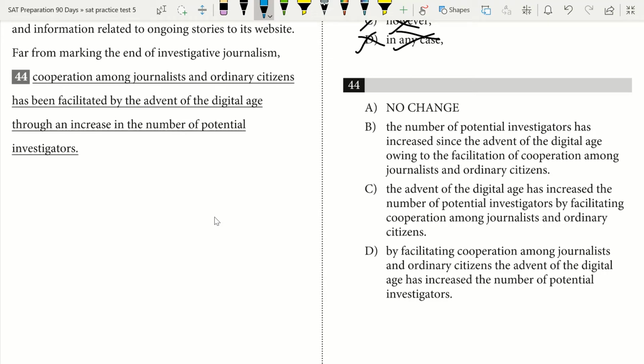Today I have an SAT writing tip and trick for you that deals with dangling modifiers. If you don't know what a dangling modifier is, a dangling modifier occurs when you have an introductory modifying clause, such as "far from marking the end of investigative journalism," and then obviously we have to follow that with a comma since it's at the beginning of a sentence, and then the subject that it's modifying, which needs to come after this comma, is not the correct subject.